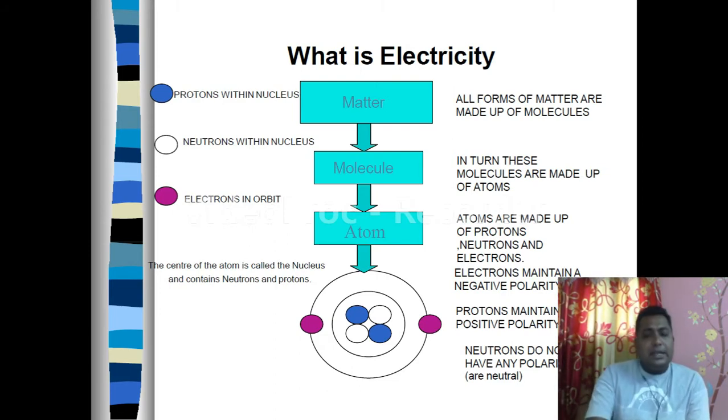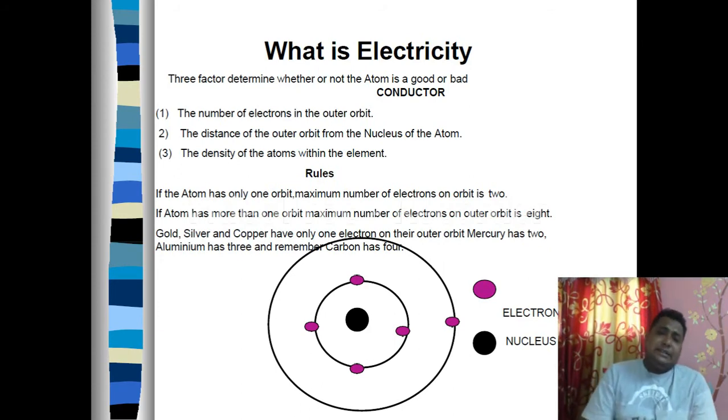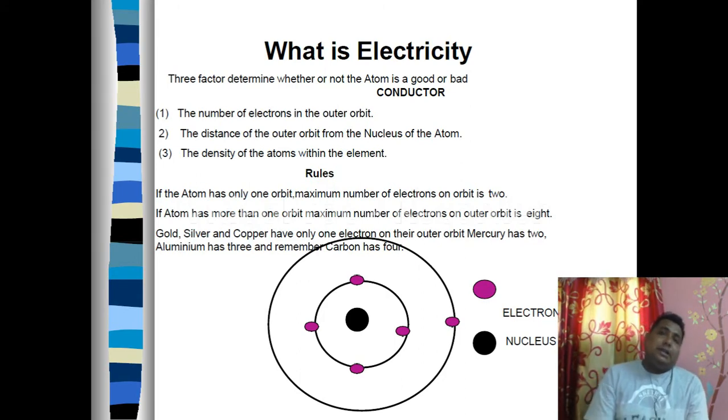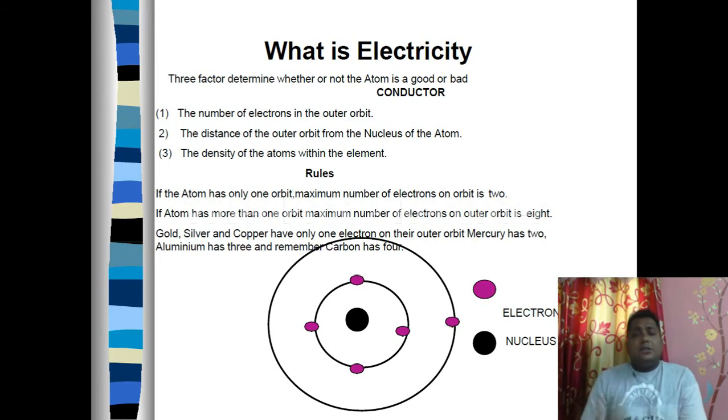Okay, so coming to the next slide. What is electricity? Let us see what is written over here. Three factors determine whether or not an atom is a good or bad conductor. So there are some factors depending upon which a material can be chosen as a conductor. The number of electrons in the outer orbital. More electrons means it has more capacity, and fewer electrons in the outer orbital means it has less capacity. So this is point number one.